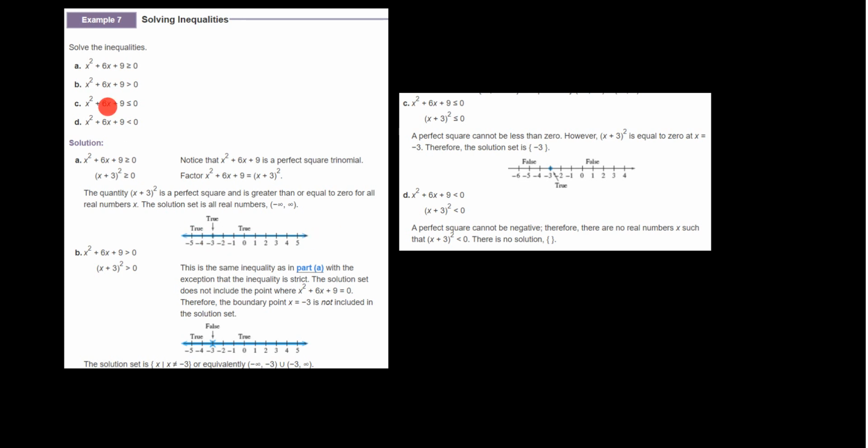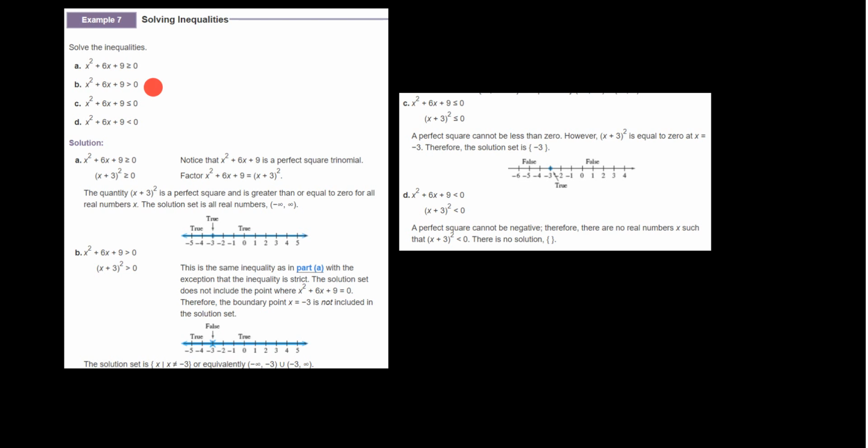Okay, B, using the same thought process, but this says greater than, so B is different because it's simply greater than 0. A is greater than or equal to 0. Well, if we're saying that x squared plus 6x plus 9 is greater than 0, then the only place where it won't be a true statement is where it is exactly equal to 0. And it is exactly equal to 0 at negative 3.